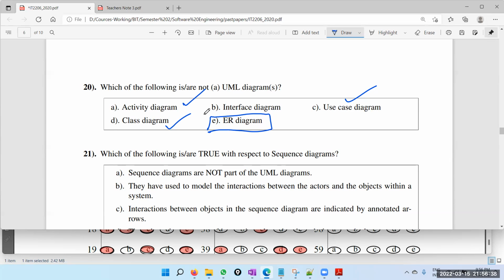Interface diagrams. It's not a major diagram. Actually, there's nothing called interface diagrams. You have some other diagrams. Interface. I don't know whether it's a new one. Definitely not ER diagram, okay? The main UML diagrams are the use case diagram and the class diagram. Those are the two main diagrams.